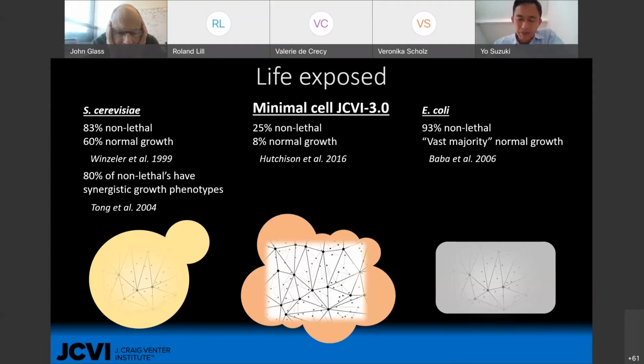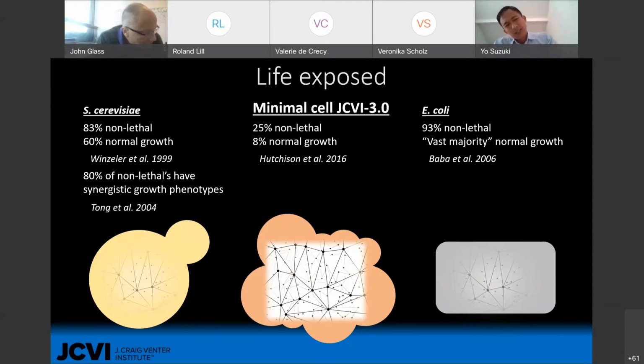These numbers are much smaller in our minimal cell. Based on the transposon bombardment study of the SIM3 cell in Clyde's paper, I think 25% may be non-lethal, and maybe only 8% shows normal growth. So you knock out genes in these organisms and you're almost guaranteed to get a phenotype.